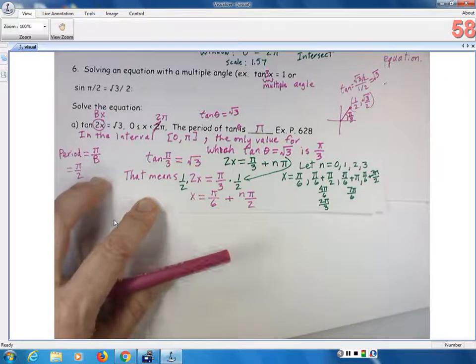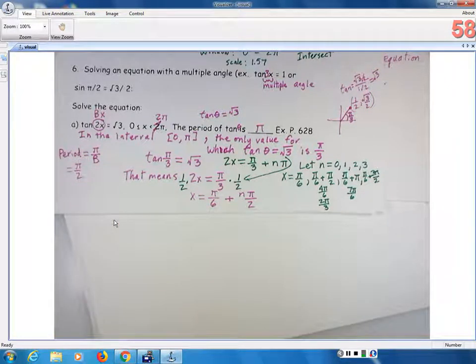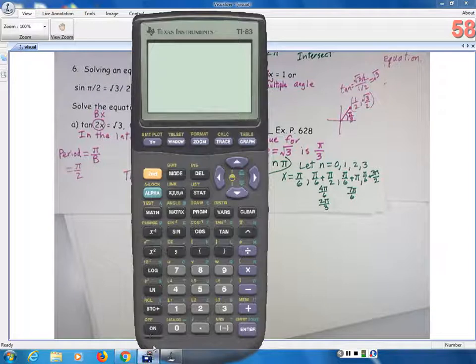You do that math, you can do 1/6. You love fractions, right? So you can do 1 divided by 6 plus 3 divided by 2.